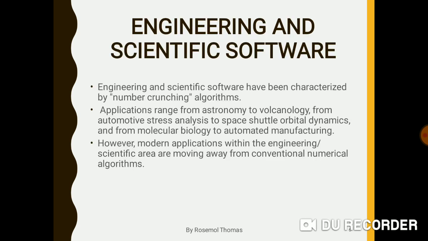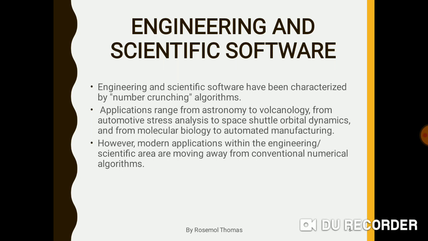Moving on to the next, that is engineering and scientific software. The fields of engineering and science cannot be handled without software, because there are lots of numbers and algorithms that need to be handled. So it is normally categorized as number crunching algorithms. Applications in this range from astronomy to volcanology, from automotive stress analysis to space shuttle orbital dynamics, molecular biology to automated engineering, and so on.